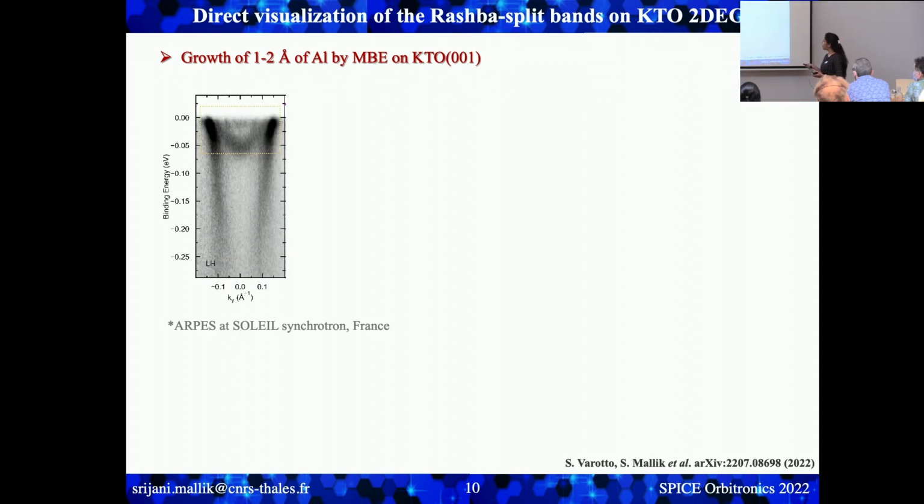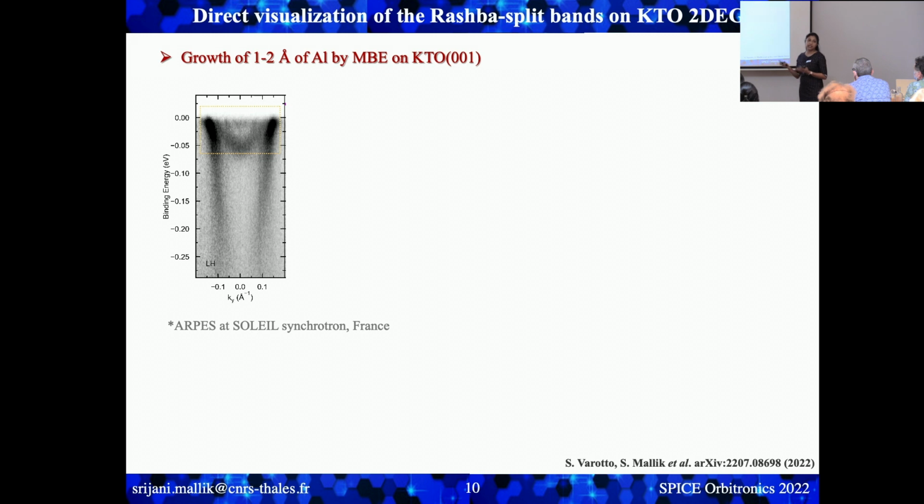Now, in this system, because I said that this is really new and not much explored, we wanted to understand the band structure. So we did angle-resolved photoelectron spectroscopy, that's ARPES, to visualize the band structure of potassium tantalate. For this, we grew 1 or 2 angstrom of aluminium by MBE on KTO. Here we used MBE because it is in situ connected with the ARPES chamber, so we grew the sample there and immediately measured. And this is the band structure observed for KTO.